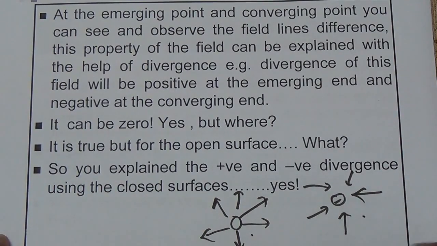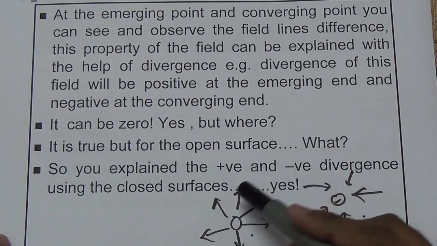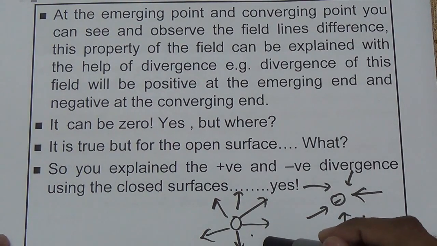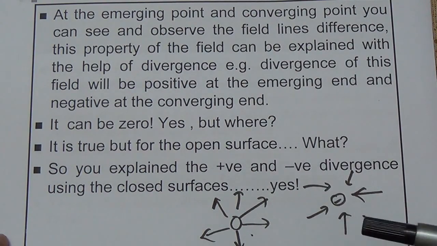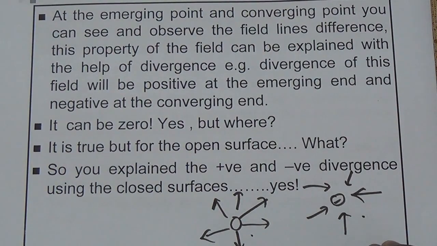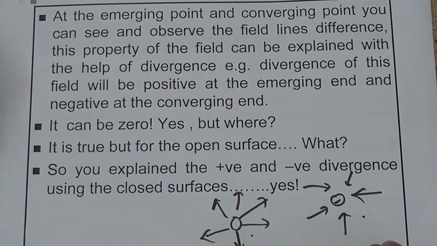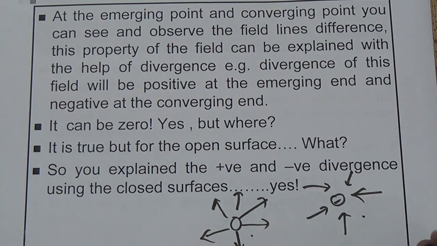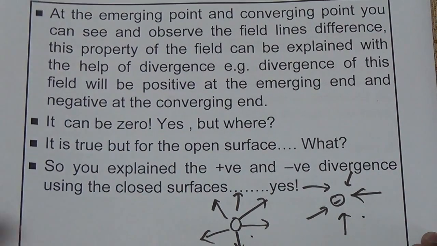So with the help of the closed surface we can explain the negative and positive divergence. But what about the zero? Because with the help of the divergence we can measure the magnitude of the electric flux or magnetic flux. So the result of the divergence of any vector field function is a scalar quantity. That means we are just measuring only the magnitude, and magnitude can be 0, positive or negative. So now we have to see basically the interpretation of this result one by one.